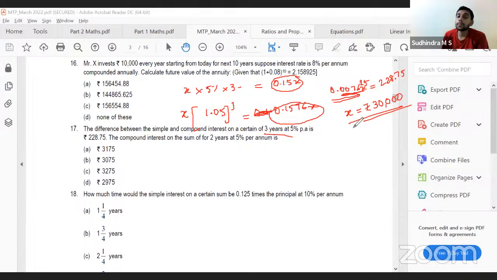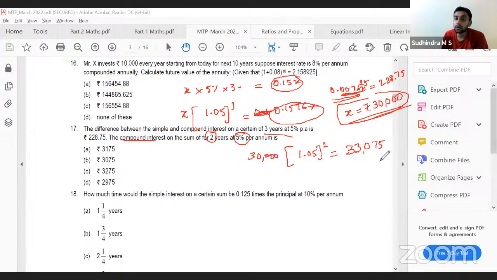Now I know the principal amount, the rate of interest and the period. I just have to calculate the compound interest. 30,000 into 1.05 squared would be 33,075. This is the final total amount. So 33,075 minus 30,000 gives me the interest of 3,075.